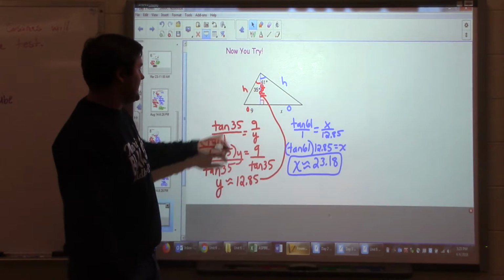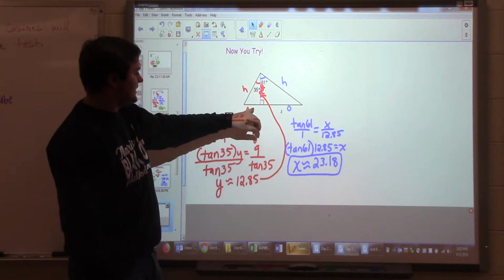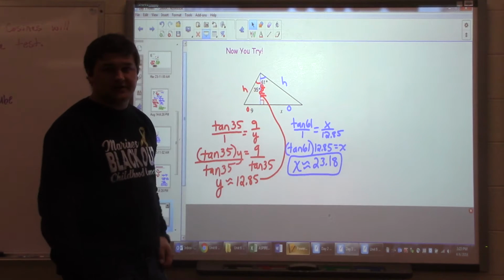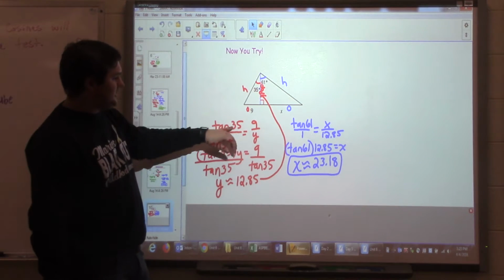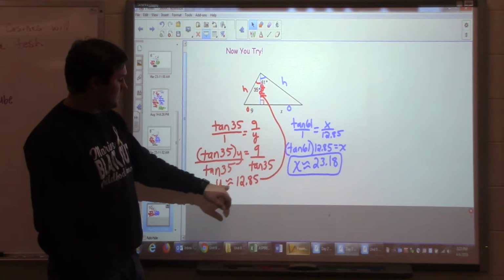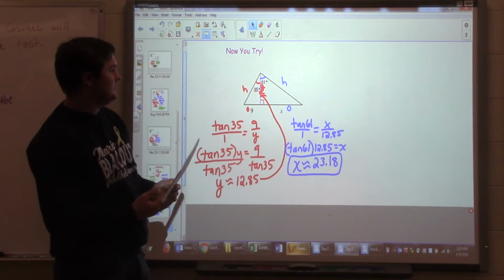So doing that, I know I have 35 degrees. I'm given a side of 9 opposite it. I want to find its adjacent side, so I'm using tangent. Tangent of 35 equals 9 over y. So cross multiply and solve, we get y is approximately 12.85.